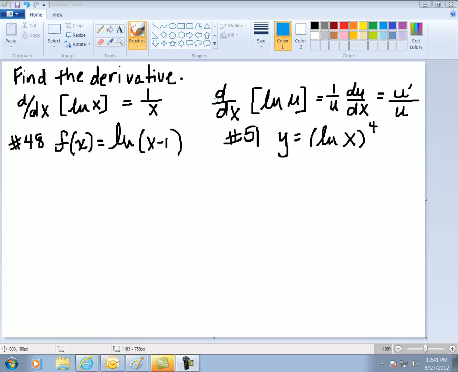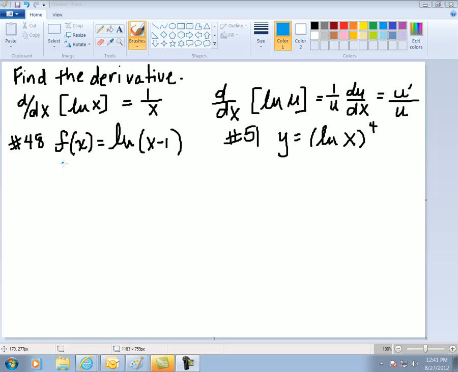In more general terms, we can talk about the derivative of the natural log of u. In that case, it's equal to 1 over u. I just take the u, stick it under a 1, just like over here. But then I have to take the derivative of u. What it ends up being is the derivative of u over u. So let's apply that to a few examples.